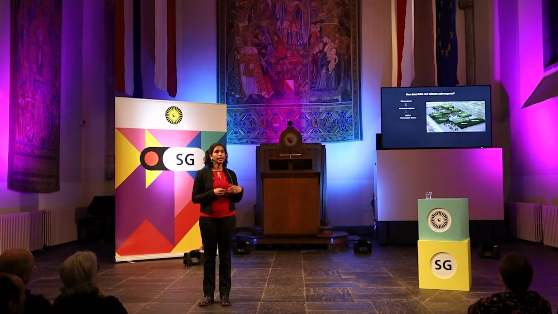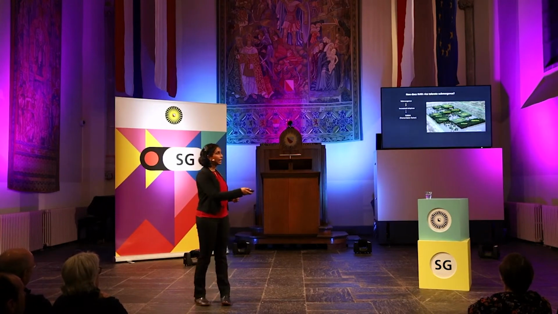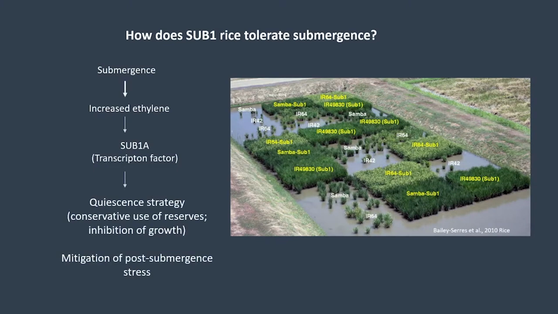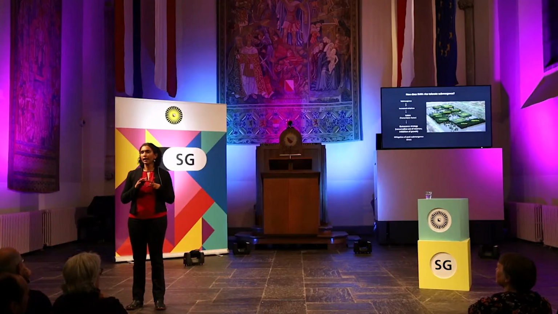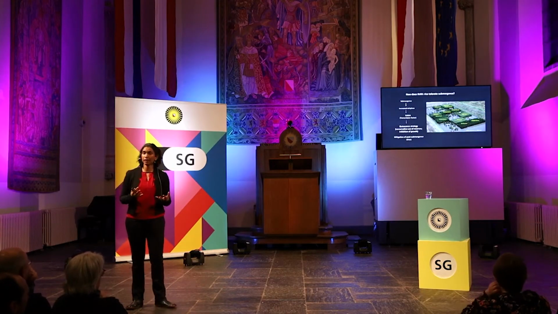So how does sub-1 tolerate submergence? Now that you all know everything about the biology of flooding, I can explain this. When a plant is submerged, ethylene accumulates. It switches on this particular gene. And what this gene does is it activates hundreds and thousands of genes that allow a plant to go into a quiescent mode. So basically, the plant will shut off any processes that are energetically expensive, stop growing, and in this way conserve energy. So once the floodwaters are gone, it can regrow and actually make grain.